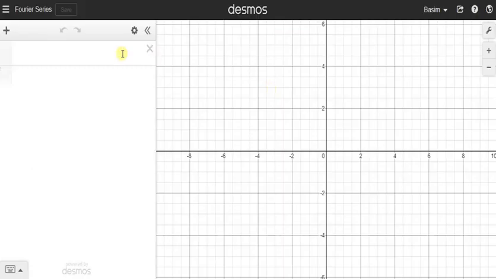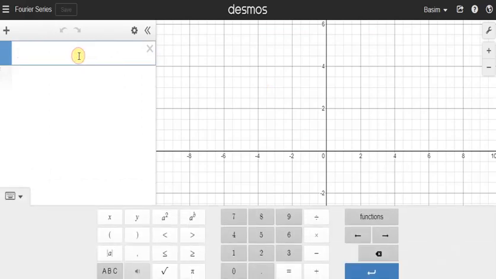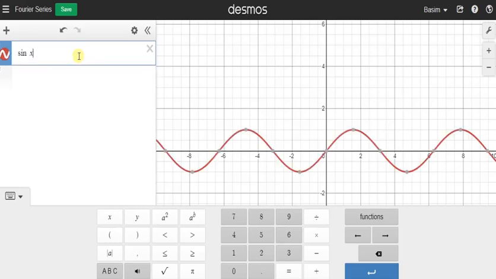Hi, in this video, I am going to discuss Fourier series. So let me start with the graph of sin x. I am plotting this graph using the Desmos online graphing calculator. So this is the graph of sin x.